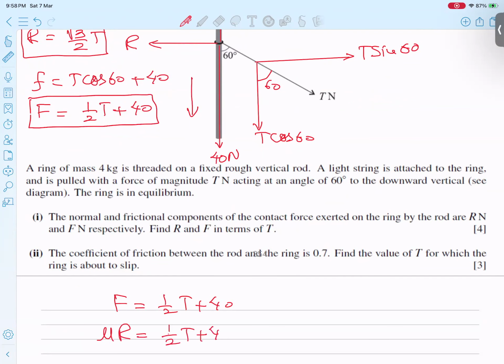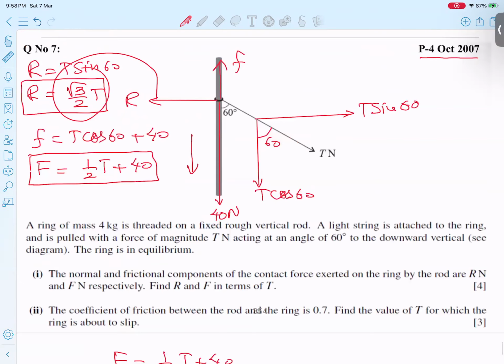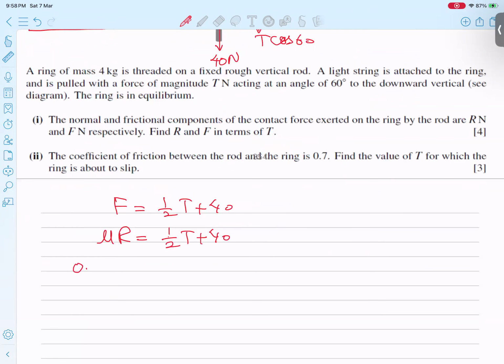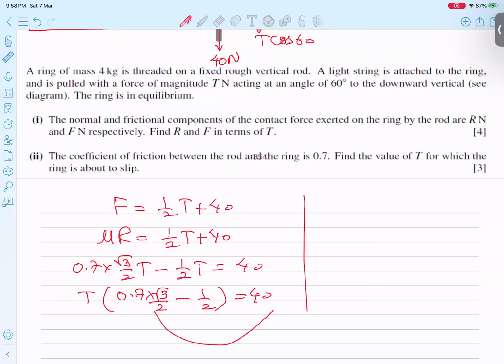And R value is what? Root 3 over 2 T. So I'm writing here mu value is 0.7, R is root 3 over 2 T, and this value I'll bring here. So I'm bringing here half T, equal to 40. From T, what is common? What is left here: 0.7 times root 3 over 2 minus half, equal to 40. Now I'm going to divide completely and I will get my answer.